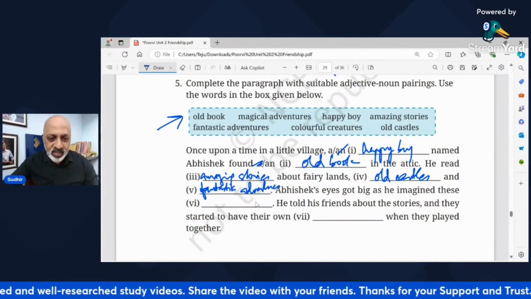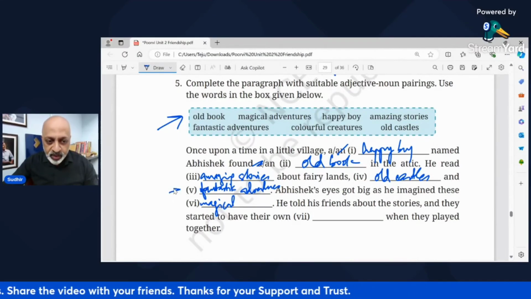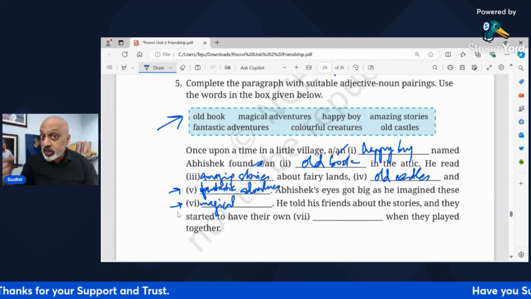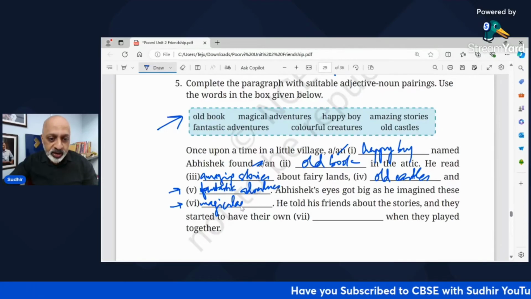Fantastic adventures. As he imagined these magical adventures. मैंने यहाँ पर magical क्यों नहीं डाला और यहाँ पर fantastic क्यों नहीं डाला? The reason is that magic is something which you can imagine. Okay. That's why I put magical adventures here, because it is something to be imagined.